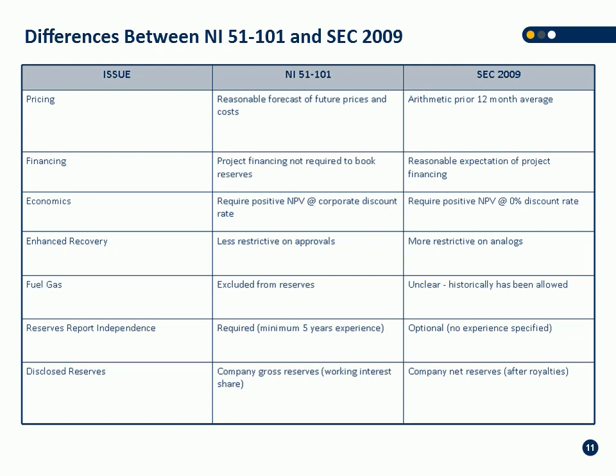Report independence is required in NI 51-101, so that's the independent qualified reserves evaluators and auditors. It's optional under SEC. And disclose reserves, company gross versus company net. It's technically company gross and net for NI and company net for SEC.